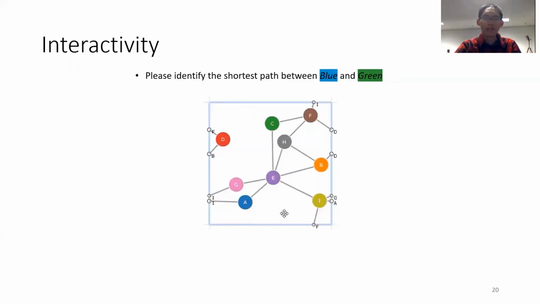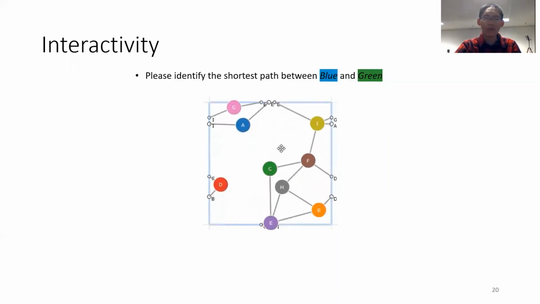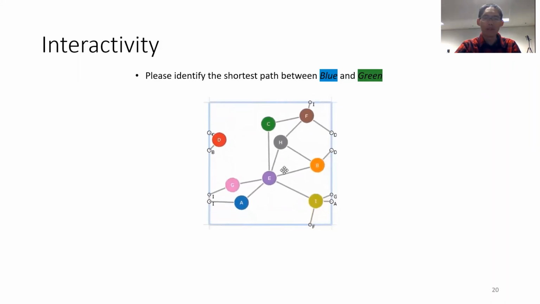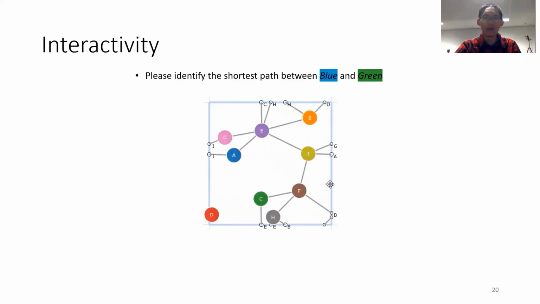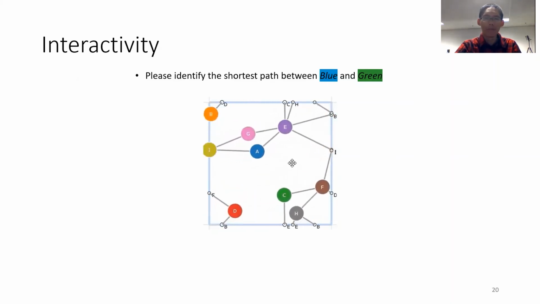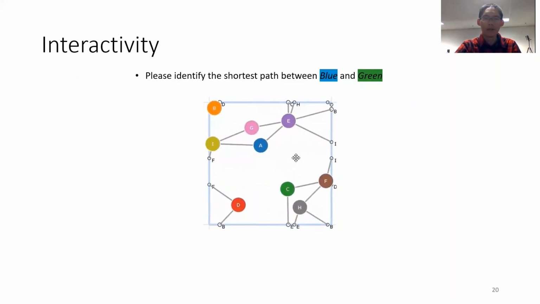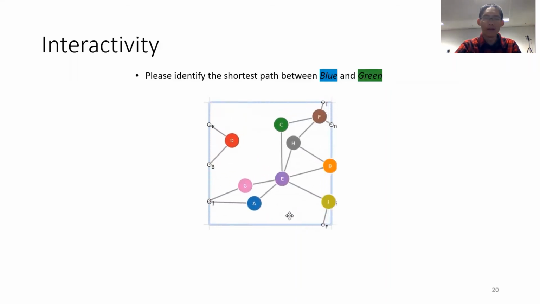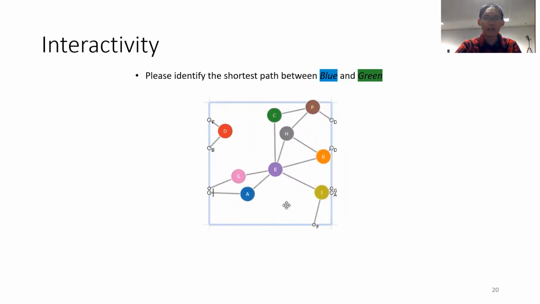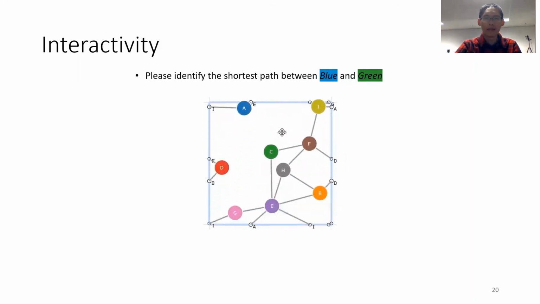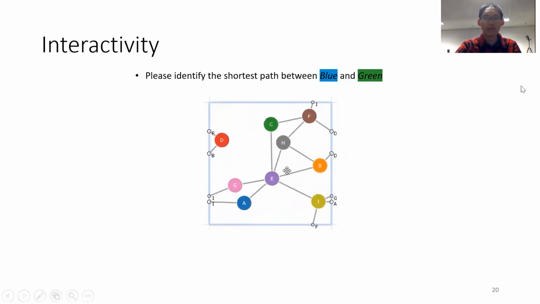To aid understanding of torus edge wrapping, we now offer the interactive torus panning technique. In order to identify the shortest path between the blue and green node, the user can pan horizontally or vertically until they find a full link without wrapping. In this case, they can see AEC is the shortest path between blue and green node.